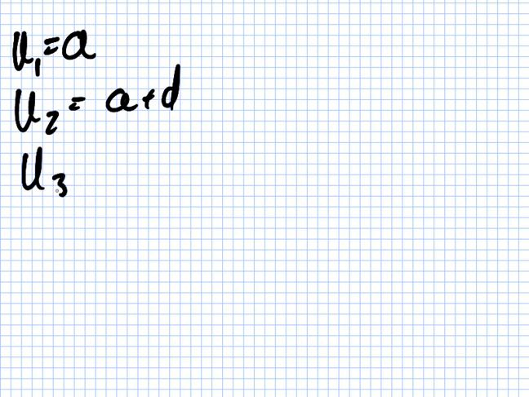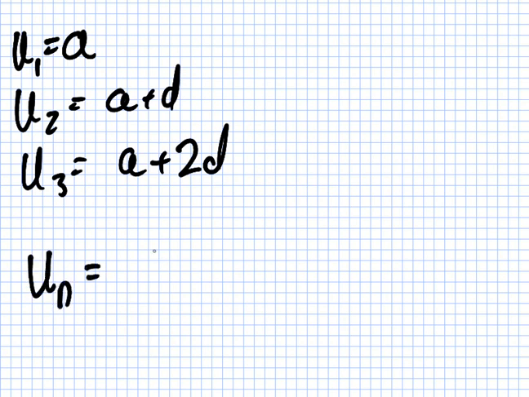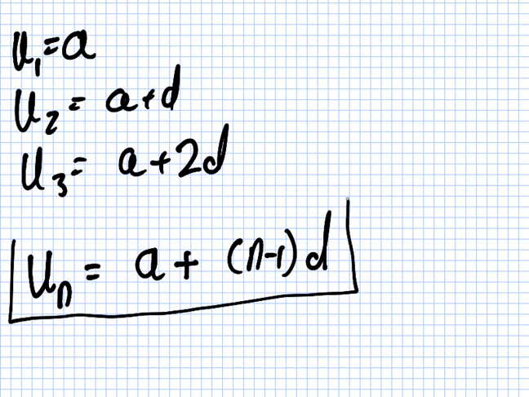So let's try and make a formula here. The first term is A. The second term is A plus D. The third term is A plus 2D. So what do you think the nth term would be? A plus nD. Almost. A plus n minus 1 times D. So this, in fact, is our first formula. Please write it down. Got it?